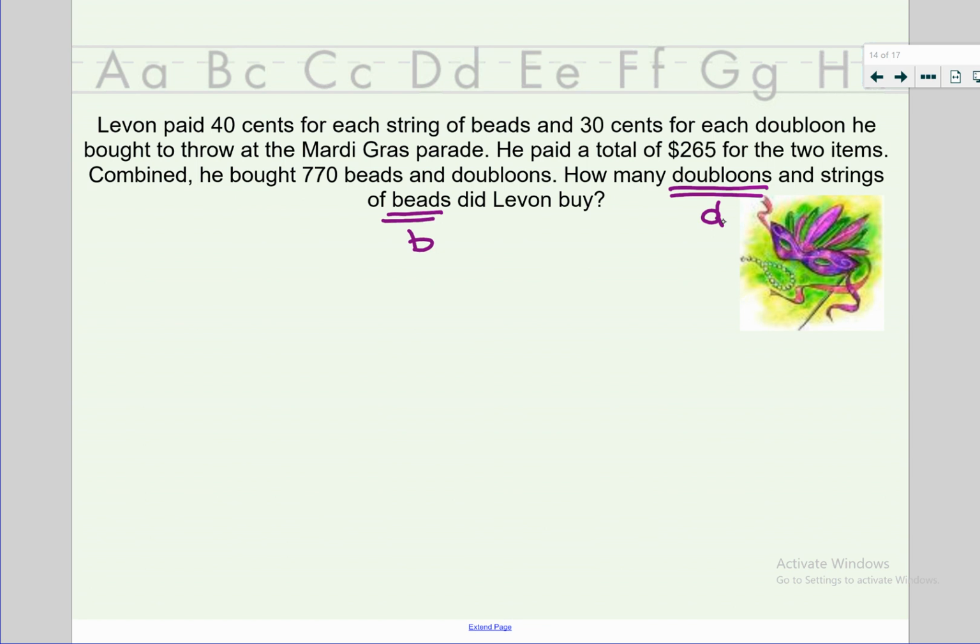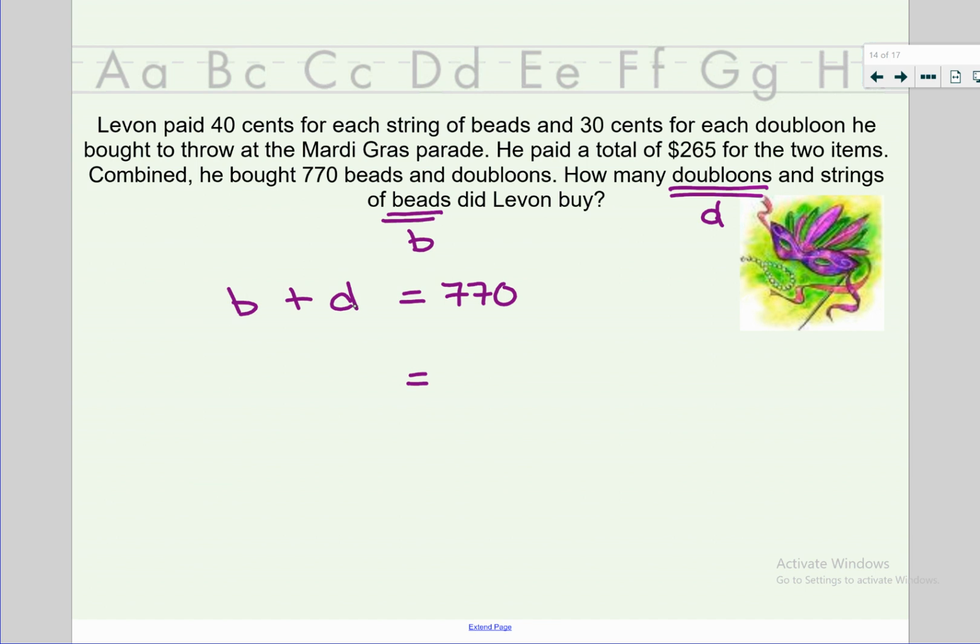Okay, now your job is to write two equations. Both equations have to have a B and a D in them. Let's start with a total. That's a good way to work backwards. Give me a total that we have in this information. 770 beads. Now that is a number of beads. So how do we get that total? It's the number of beads plus doubloons. It's our items, right? It's not really a bead total. It's our item total. So the number of beads we bought plus the number of doubloons we bought is 770 items total.